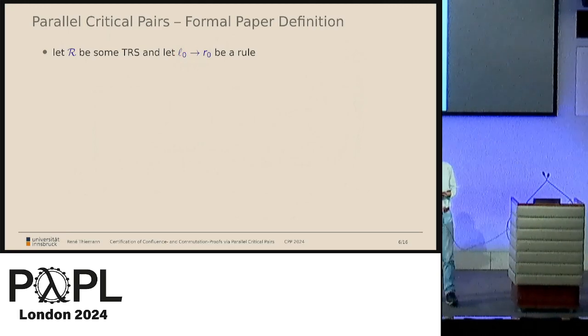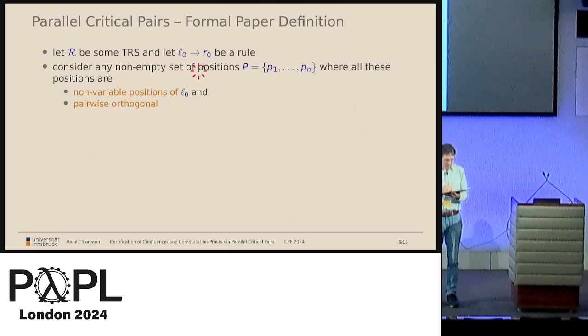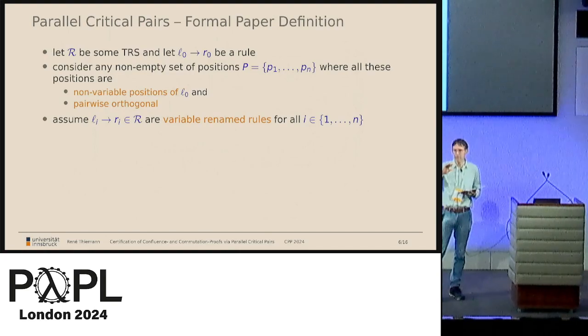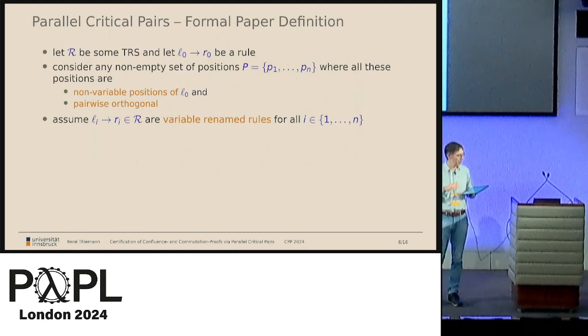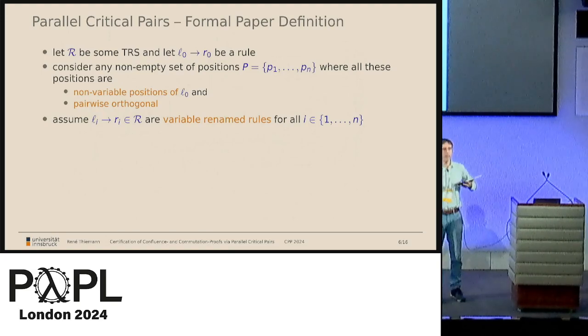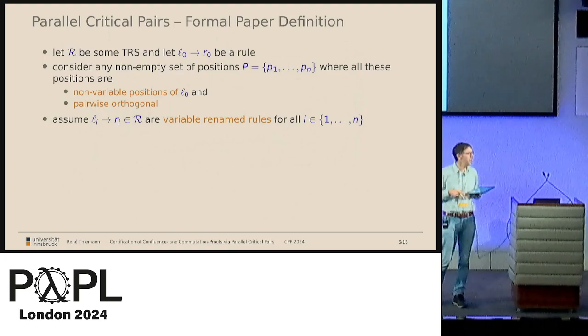To that end, we now consider an arbitrary non-empty set of positions of this term L0, where these positions are all pairwise orthogonal, so independent positions of the term L0, which point to non-variable subterms. And now we select the other rules where we want to do the overlap with these subterms. So we pick rules Li to Ri from R, all of them, and we have to rename the variables so that unification somehow can consider that each rule is applied independently.